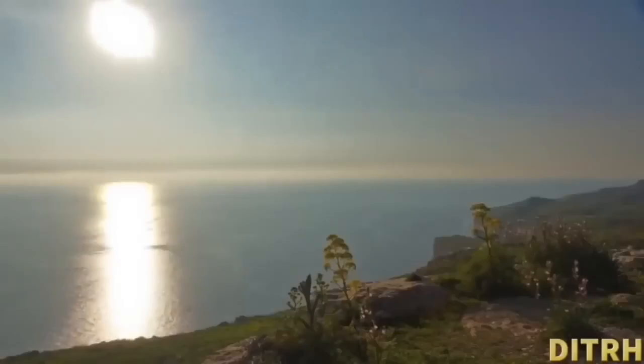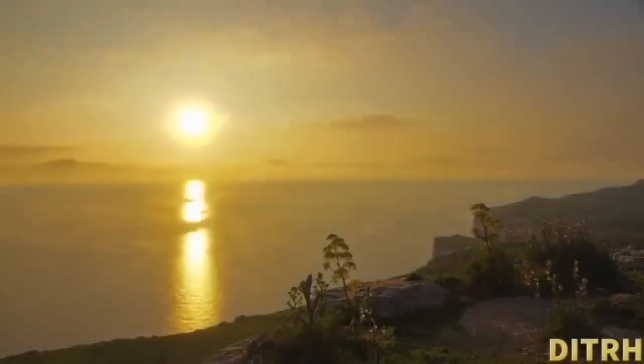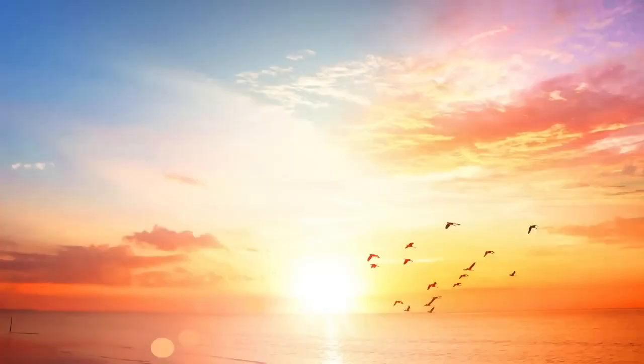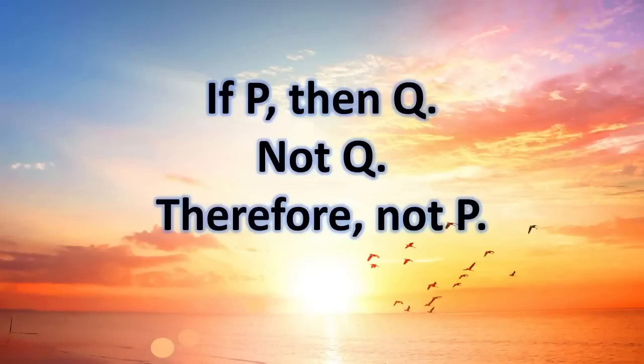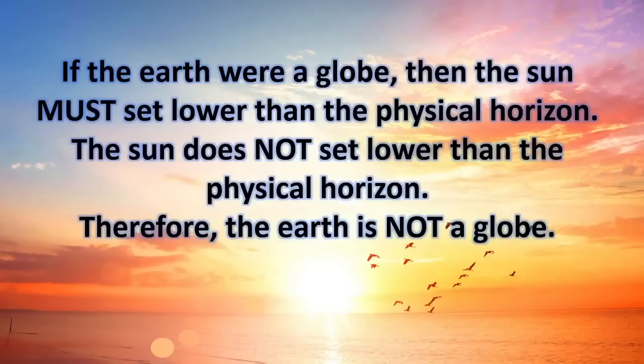For those who like logic, this is a classic modus tollens argument. If P, then Q; not Q; therefore not P. If the Earth were a globe, then the sun must set lower than the physical horizon. The sun does not set lower than the physical horizon, therefore the Earth is not a globe.